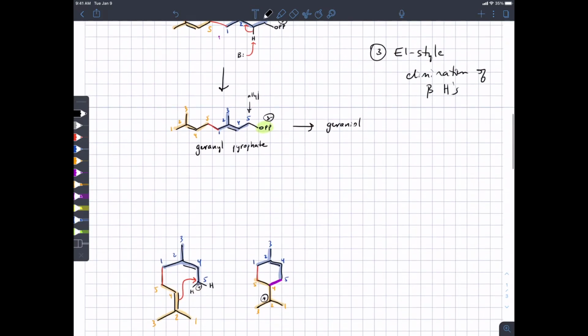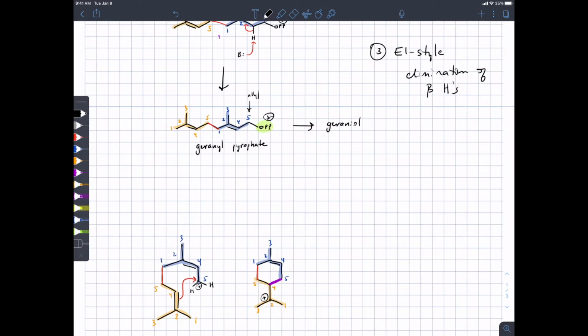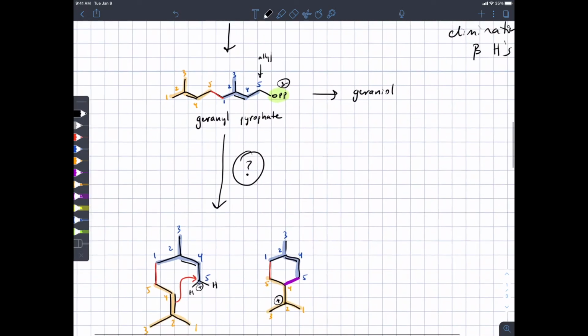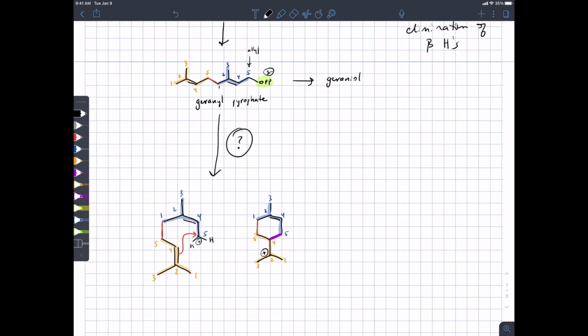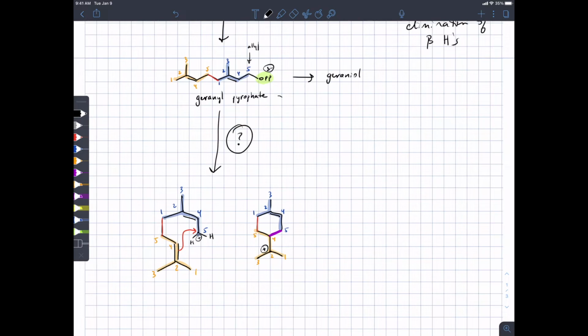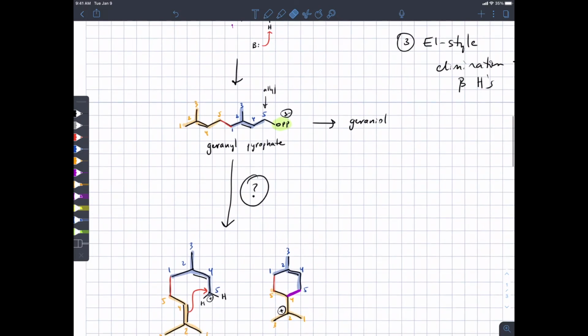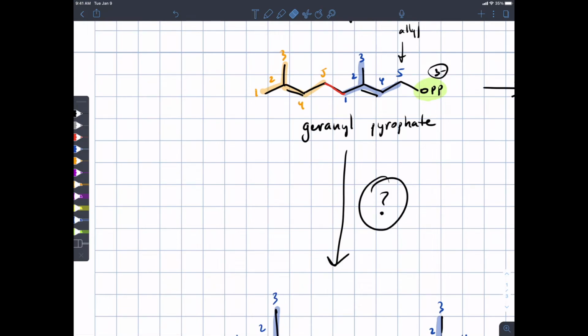So, Curtis, I think your question is, how do we get from here to here? Okay. Great. How do we get from there to there? Okay, so you rotate around which sigma? Okay, so we could redraw geranyl pyrophosphate. Another way to draw it would be, let's put orange 1, 2, and 3 there. Here's 4, here's 5.